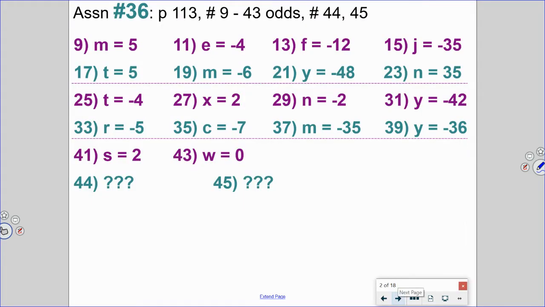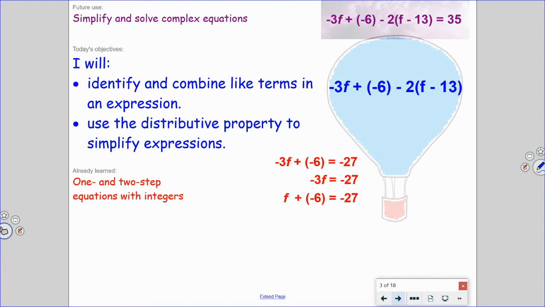Here we go. Pause if you wish, whatever the assignment number was. Check your answers. Come on back when you're ready. Go ahead and pause the video. Come on back. All right, folks.